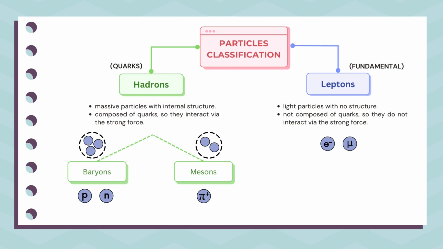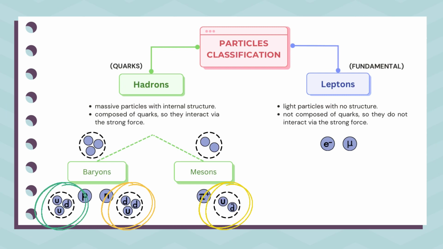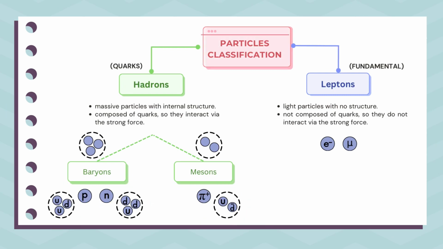Another family is leptons. Leptons are particles that are not made from smaller units of matter, so we call these fundamental particles. Examples of leptons are electrons and muons, and this is the quark composition for the two baryons and mesons. Jaslina will explain about quarks in detail.